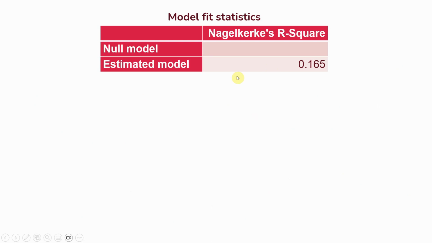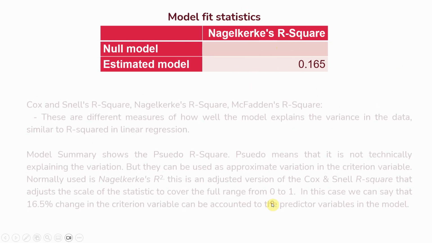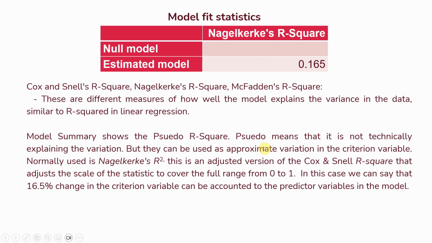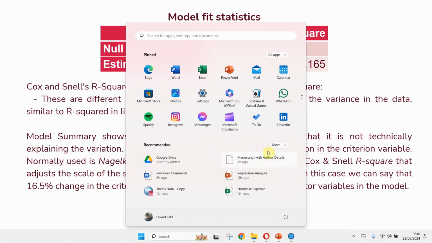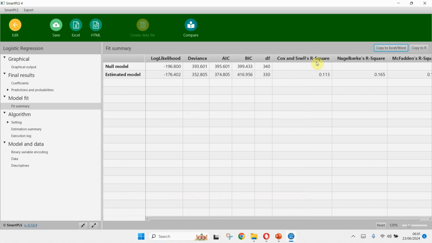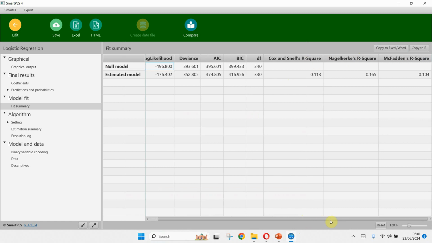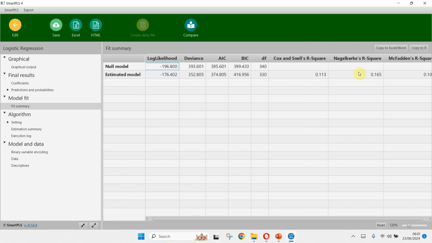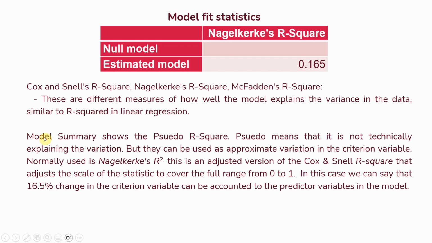Now, in the same model fit table, we've got R-square values. There are different R-square values. Let's have a look. We've got these: Cox and Snell R-square, Nagelkerke R-square, McFadden R-square. In this case, I'm using Nagelkerke R-square. Model summary shows the pseudo R-square. This is your pseudo R-square.